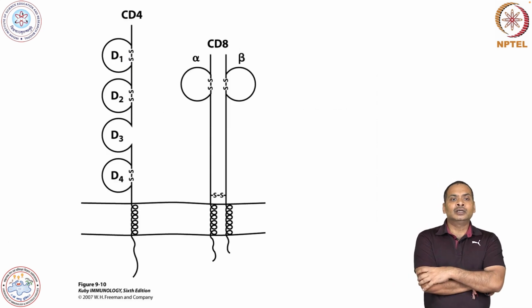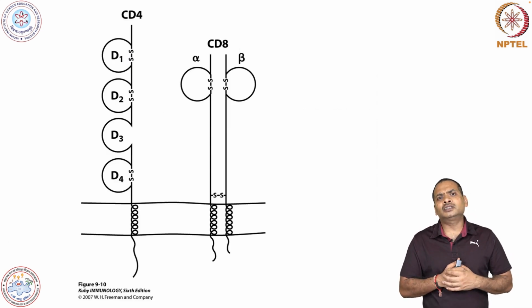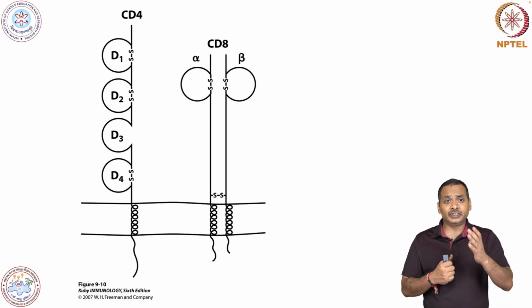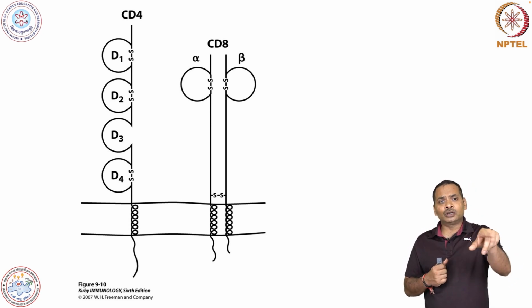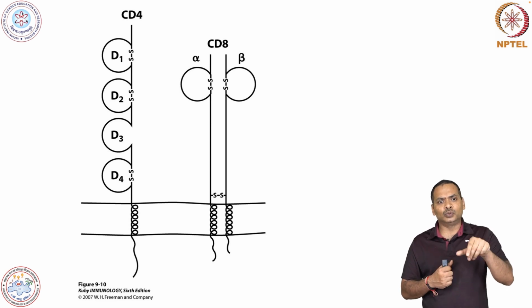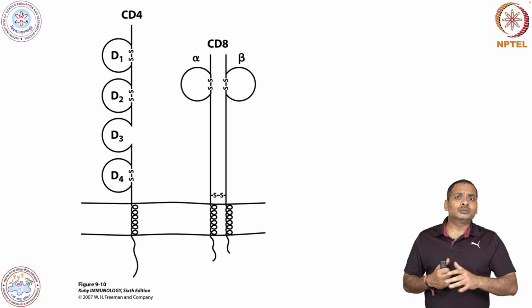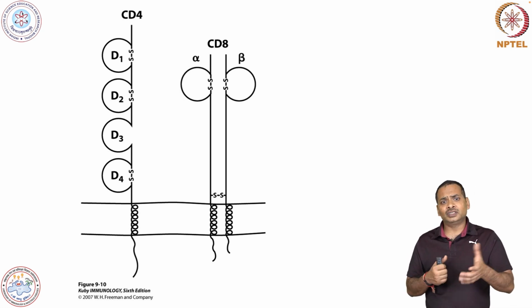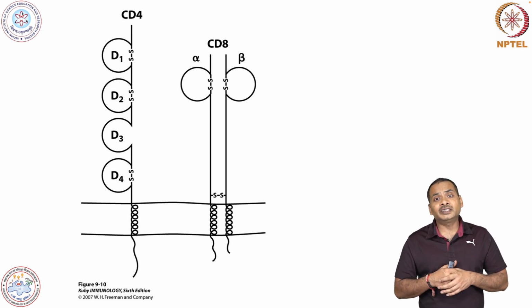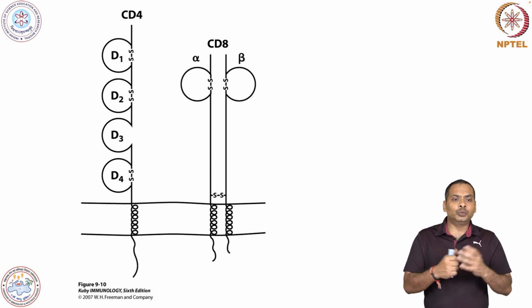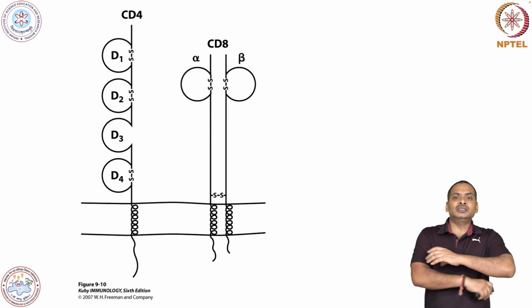Here this is the structure of CD4 and CD8. CD4 is an immunoglobulin superfamily, the circled one. There are disulfide linkages. CD4 is a single polypeptide chain, whereas CD8 is a two polypeptide chain, and both have an immunoglobulin superfamily structure.